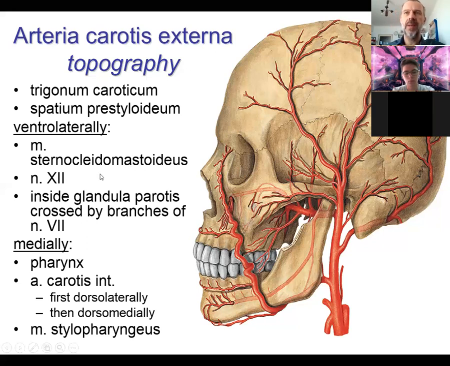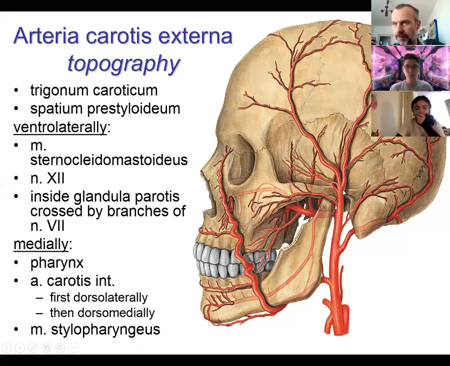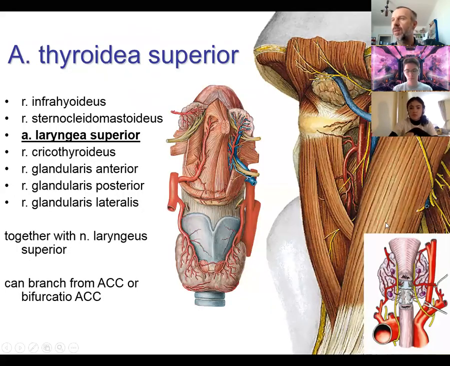So we are in the pre-styloid space, and on the neck it's covered by the sternocleidomastoid muscle. It is crossed by the hypoglossal nerve, and it gets inside the parotid gland. So here in this area, we are inside the parotid gland. Okay, so you can see it here: the carotid triangle, the sternocleidomastoid muscle, and the parotid gland. So we are getting here into the parotid gland.